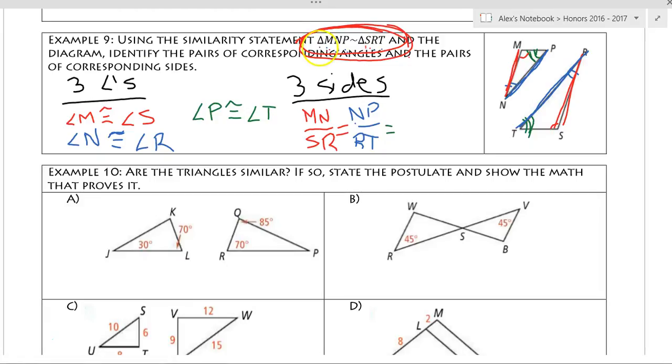And then finally, I did the first and the second. I did the second and the third. So now I'm going to do the first and the third letter. So I have MP and ST. So that's how I would write my 3 sides. They're not congruent. They're proportional.